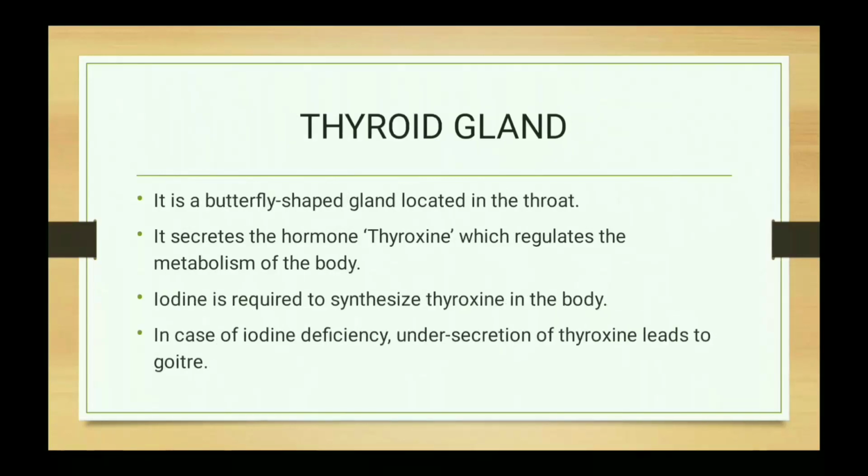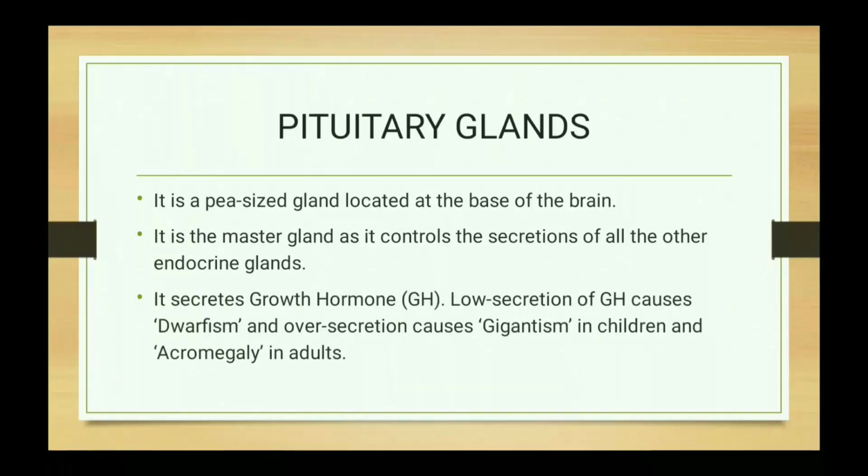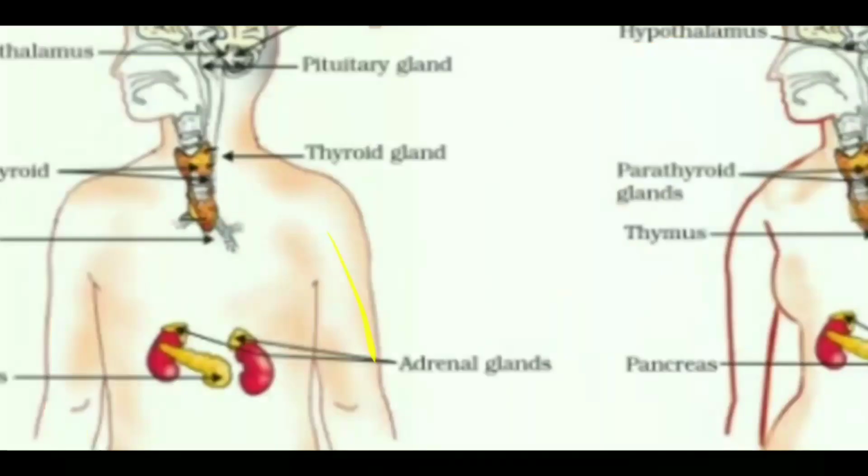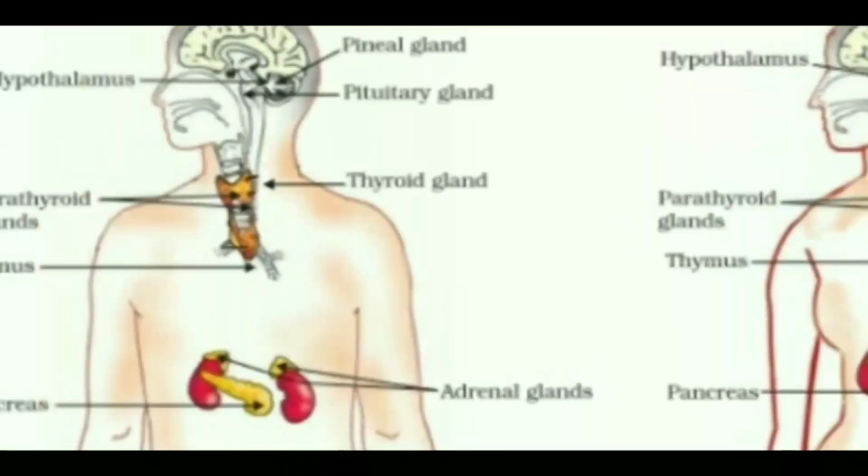Then thyroid gland. It is a butterfly shaped gland located in the throat. Here is the picture. Here is a thyroid gland. Here you can see.